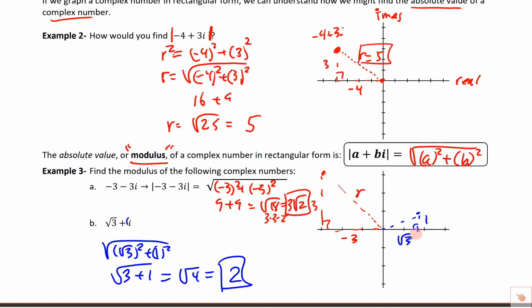Anytime the relationship between the two legs on a right triangle are multiplying or dividing by a radical 3, you've got a 30-60-90. So that means we double the short leg to get the hypotenuse, so this would end up being 2. So that's basically how you do that. And again, really all we're working on is just getting a sense for how the modulus of a complex number works. But let's flip this over and take a look at the other side.